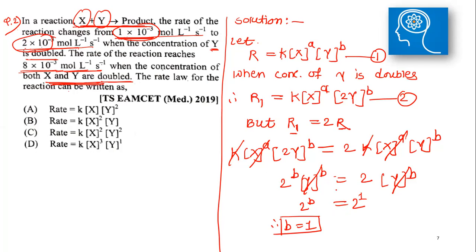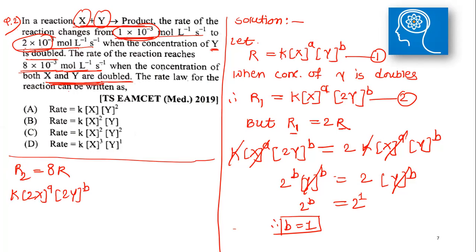ओके, नाउ in this way, or similarly when concentration of both x and y is doubled, the new rate, आता परत एक न्यू रेट घेऊ आपण, त्याला r2 म्हणू. सो r2 becomes, ऑलरेडी आपण म्हटलं की 8 टाइम्स होईल तो. कसं लिहायचं आहे, when concentration of x and y both are doubled, then r2 is equal to 8r, 8 times इनिशियल रेट. सो द इक्वेशन बिकम, आता r2 ची व्हॅल्यू दोनही डबल झाले म्हणजे k concentration of 2x to the power a, concentration of 2y to the power b equal to 8 r ची व्हॅल्यू k x to the power a, y to the power b.